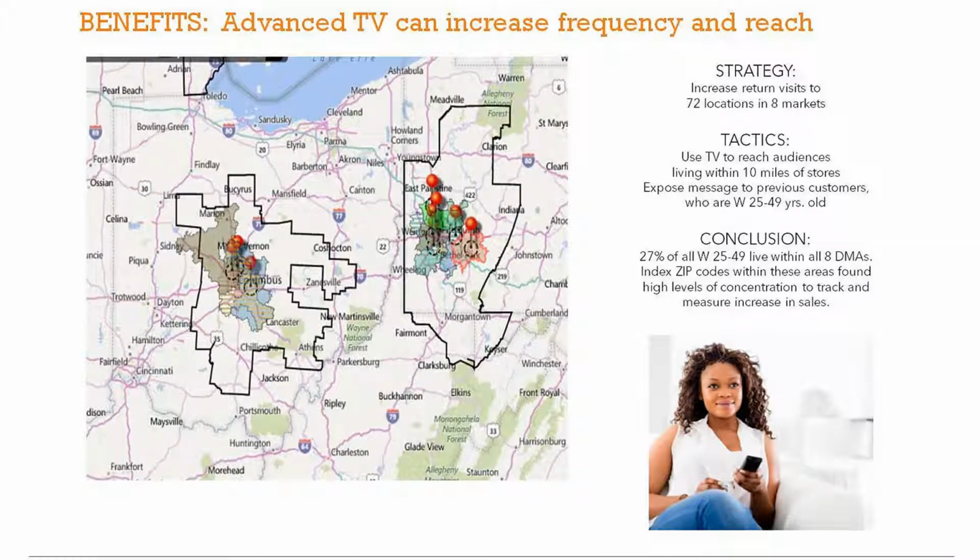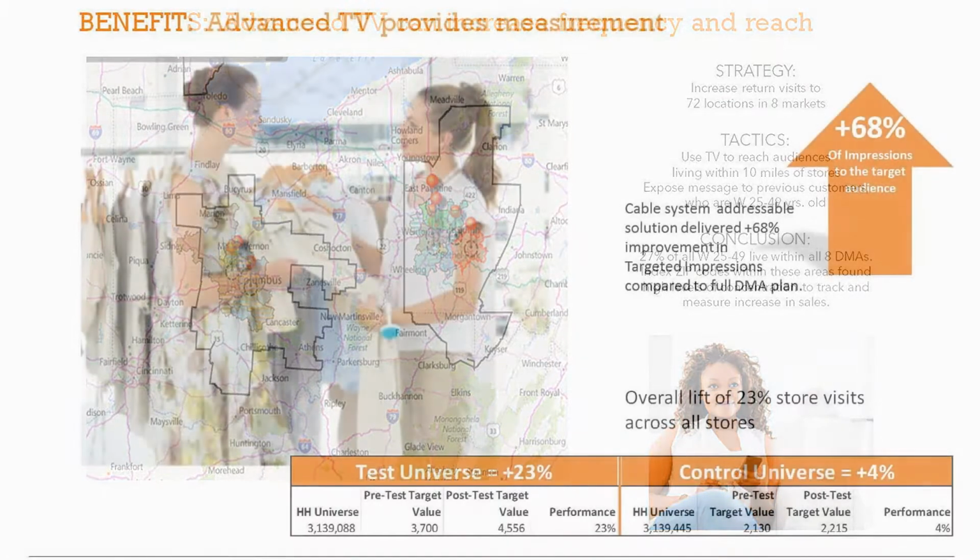In this case, the strategy was to draw in return visitors, and the audience target was previous customers who were women between 25 and 49 years old and lived within a 10-mile radius of these stores. So this map analysis tells us who we can reach, where they are, and then we index those zip codes in those areas to find even higher concentrations. For the same out-of-pocket budget as last year, we focused the media weight where it will have the most impact. And now we'll fast forward and review a summary of what happened.